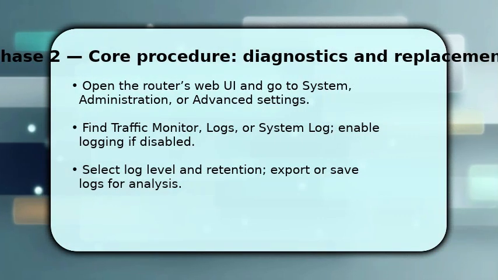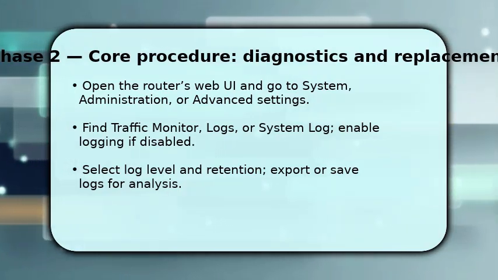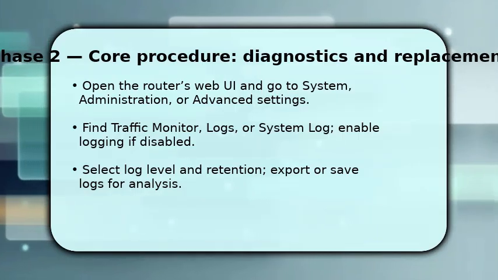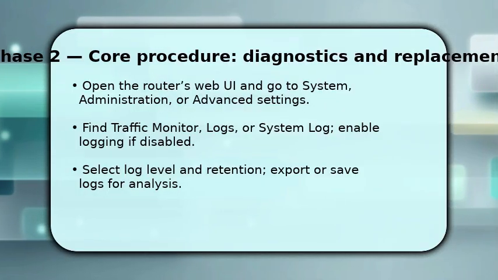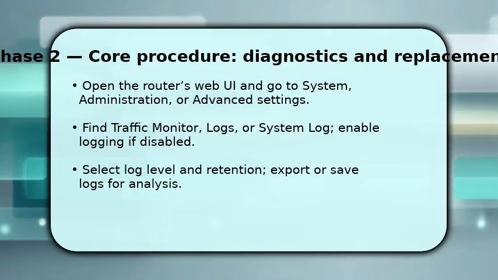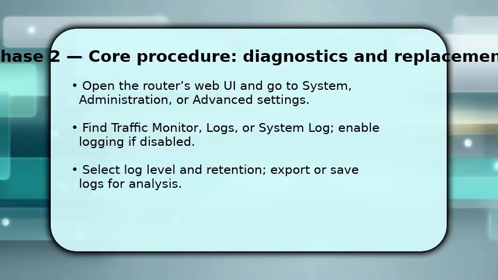Once inside the web interface, navigate to System, Administration, or Advanced. Different manufacturers label it differently. You're looking for Traffic Monitor, Logs, or System Log. Enable logging if it's off, because many routers don't store history by default. Set a sensible log level and retention so entries aren't purged immediately, and if available, enable export to a USB or syslog server. This saves raw entries for later review and makes analysis far easier.